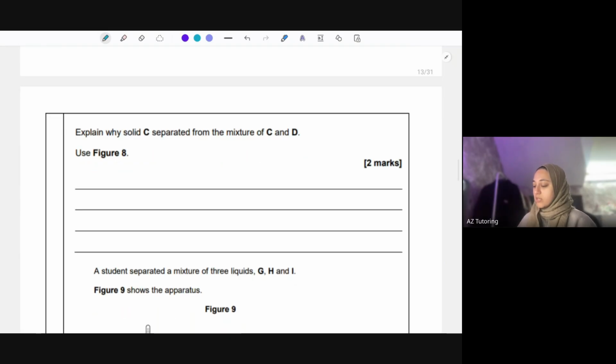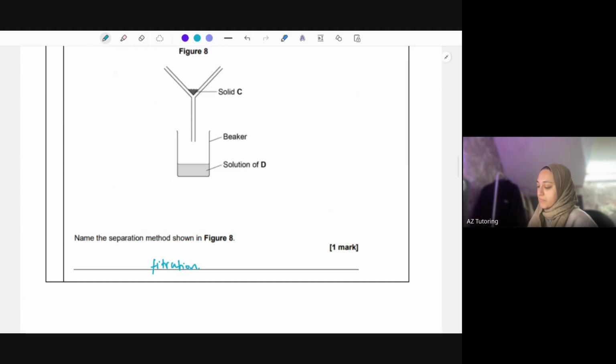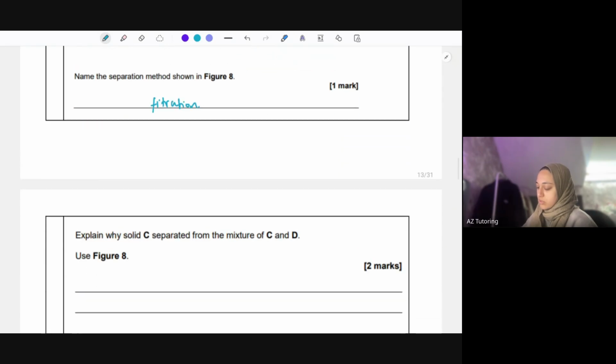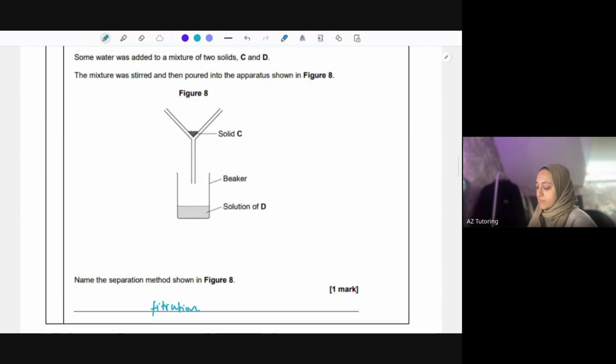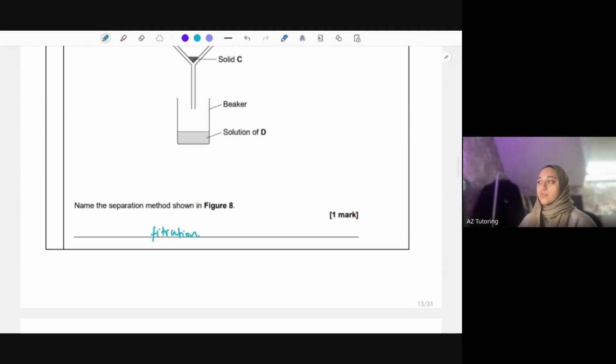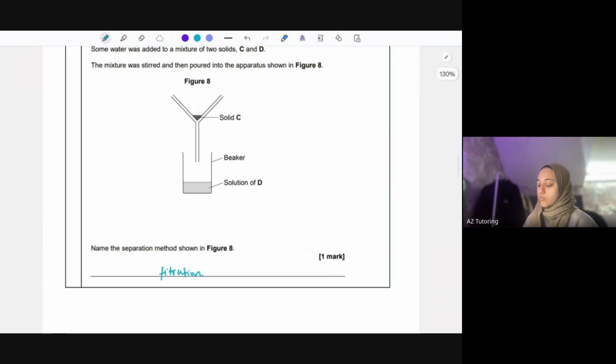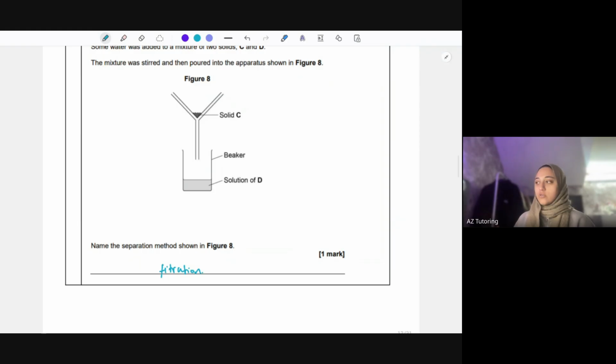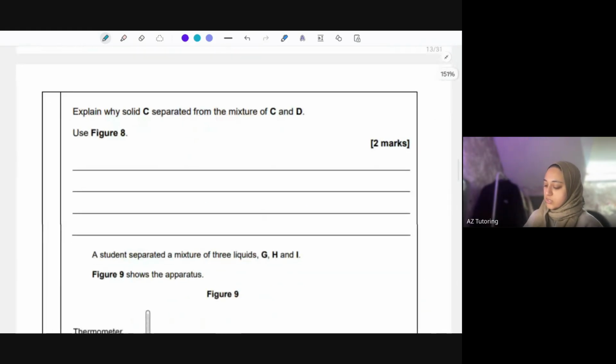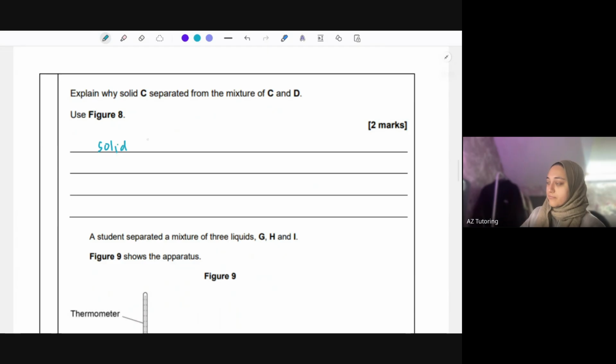Explain why solid C separated from the mixture of C and D. I guess because it's insoluble, right? So the reason why it stayed behind was because it can't dissolve in that solution of D. So you would say solid C is insoluble, meaning it cannot dissolve in D.